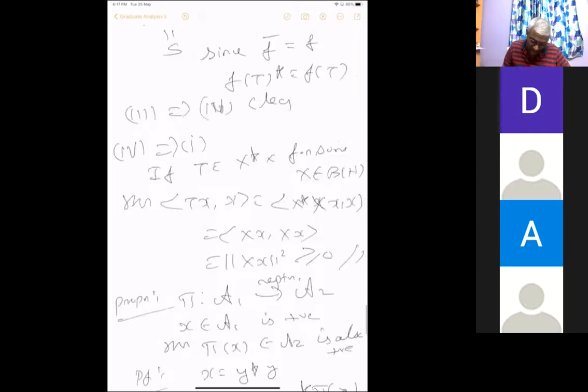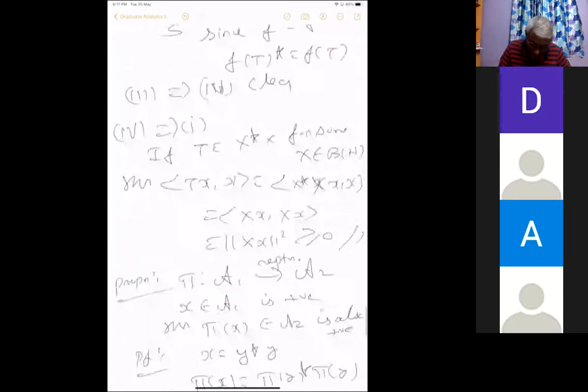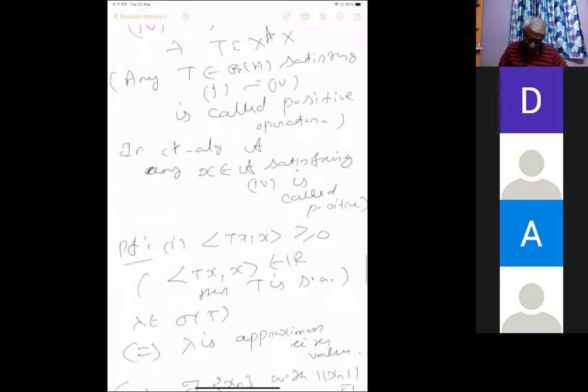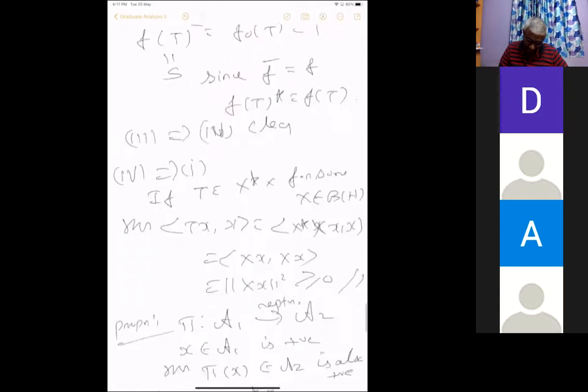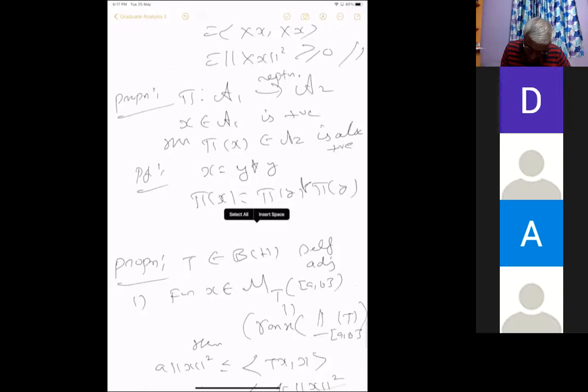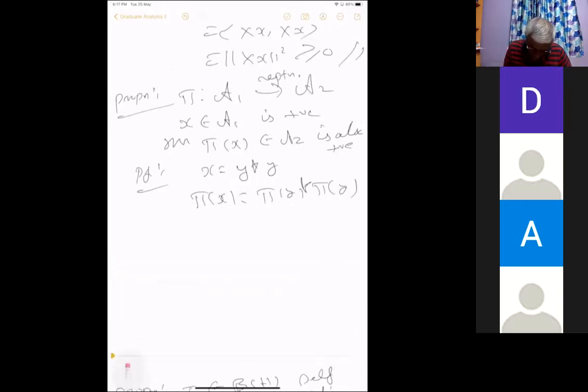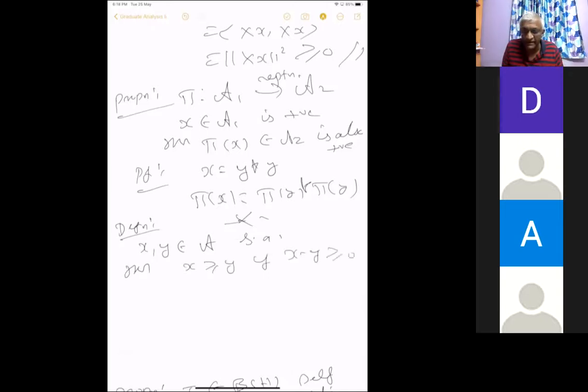I didn't define positivity, so I will define it now. Let A be a C star algebra. If X and Y are self-adjoint elements in the C star algebra, then this is the definition: X is greater than Y if X minus Y is positive. Okay, we can define positivity.